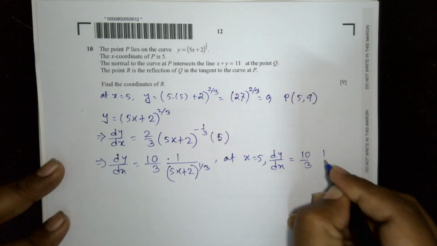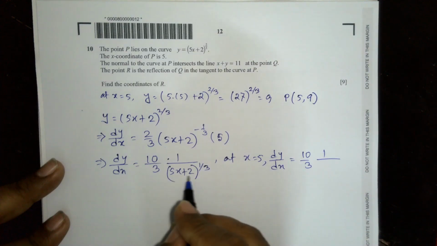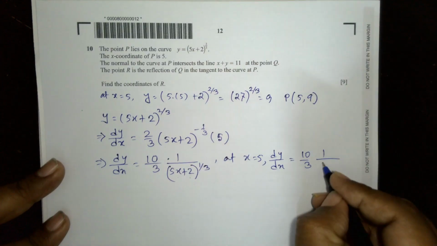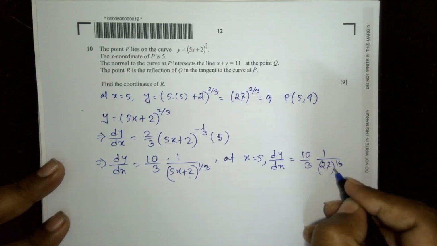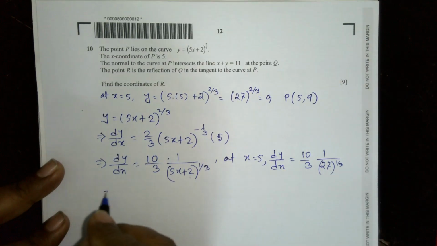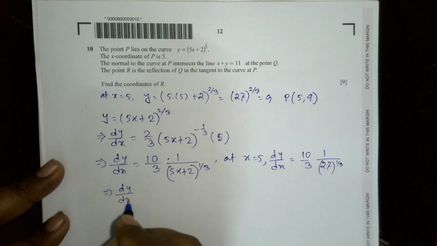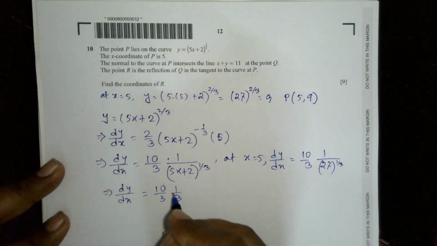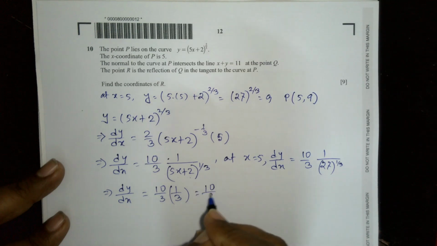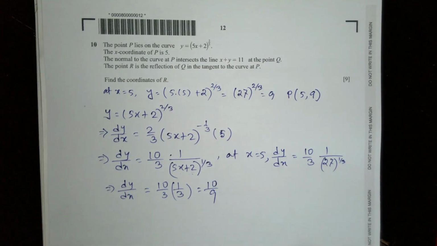Now at x equals 5, our dy over dx would be 10 over 3 times 1 over (27 to the power 1 over 3), since substituting 5 gives 27. That will give us dy over dx equals 10 over 3 times 1 over 3, which is 10 over 9.